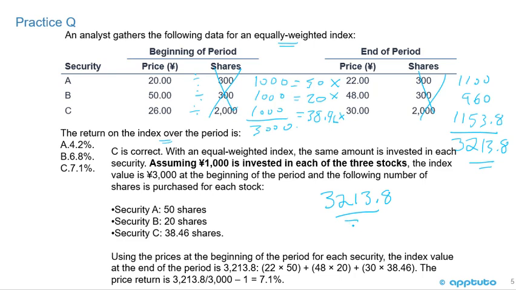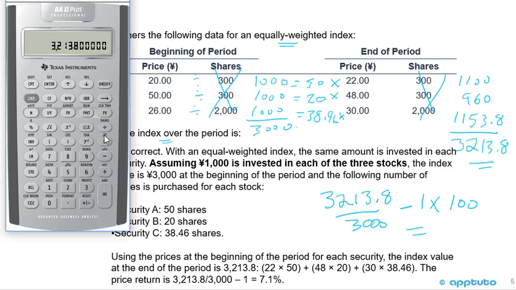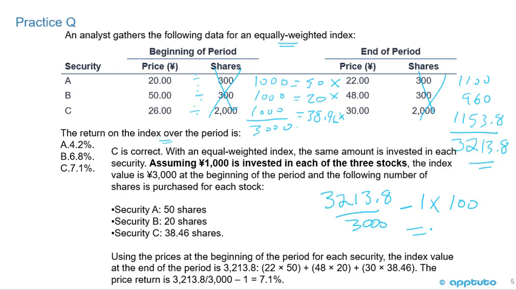3213.8 divided by 3,000 minus 1 times 100, and it's going to give us the answer. So let's just bring up the calculator. We're just going to divide by my beginning, 3,000 minus 1 times 100, and I've got 7.1266. And I want to look at what that's closest to. It's closest to C. Okay, so that's how we do the calculation with regards to calculating an equally weighted index.